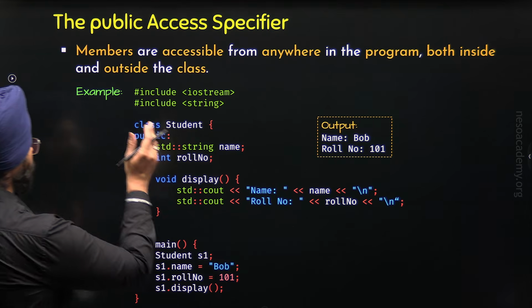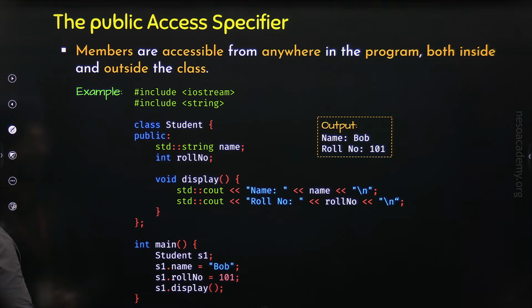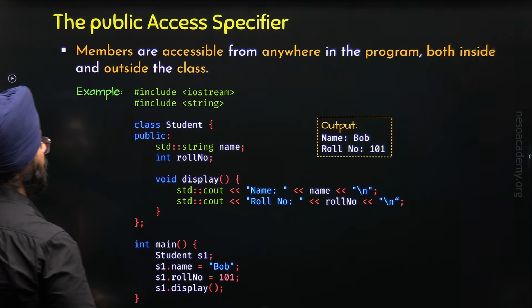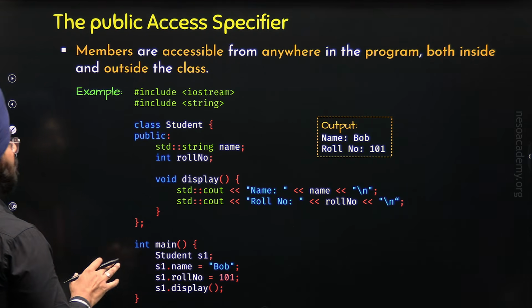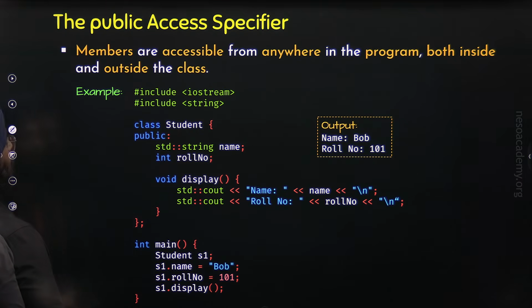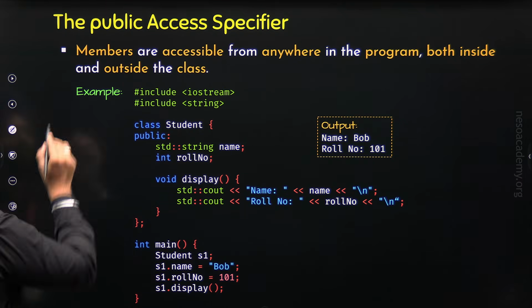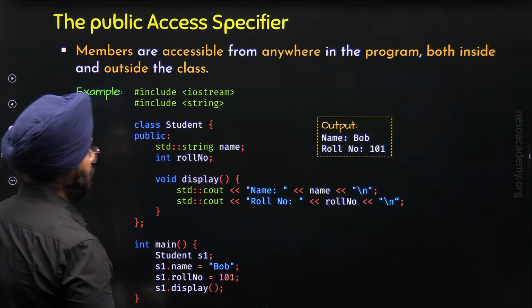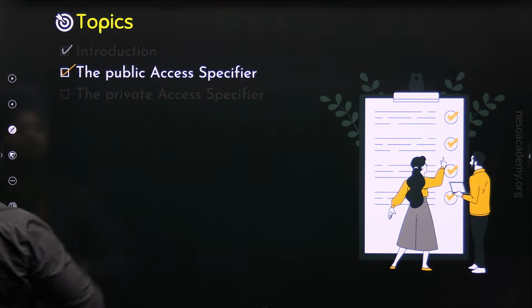So, this is the use of the public access specifier. With the help of the public access specifier, we can access members of the class from anywhere in the program. So with this, we have understood the public access specifier. This means we are done with the second topic also.